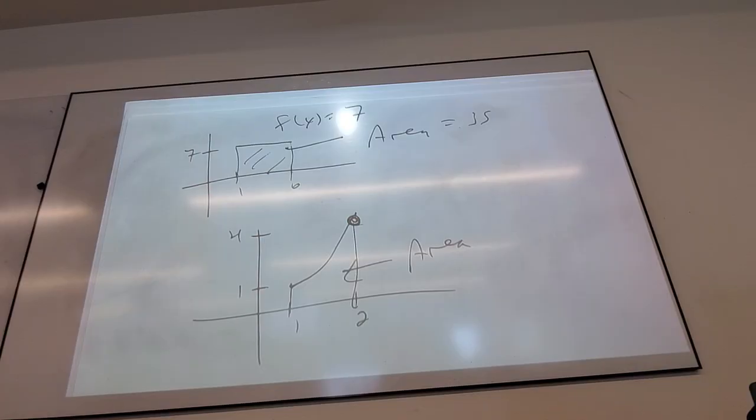Is there a simple geometric formula that you can use to figure out that area? Is it a rectangle? I want to know the exact area. Do you understand? I want to know the exact area between the parabola, y equals x squared, and the x-axis from 1 to 2. Do you understand my question?